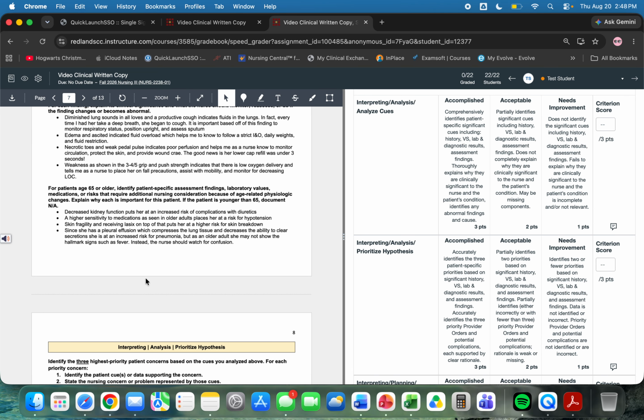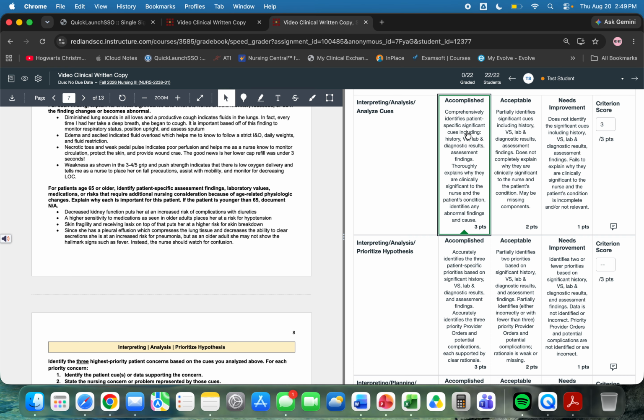The last thing we ask in this section is if the patient's 65 and older, is there any specific assessment findings or labs or anything that requires special consideration from the nurse. She put here that decreased kidney function is an increased risk, which is great. We know that from the elevated creatinine. Higher sensitivity to meds, skin fragility, receiving Lasix. She's at risk for skin breakdown. She does have a pleural effusion. So she's kind of picked out some things that are specific to that 65 and older population, which is really pertinent. So on this section, honestly, I would give her a 3.